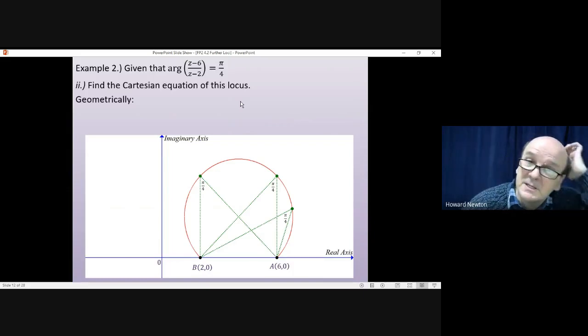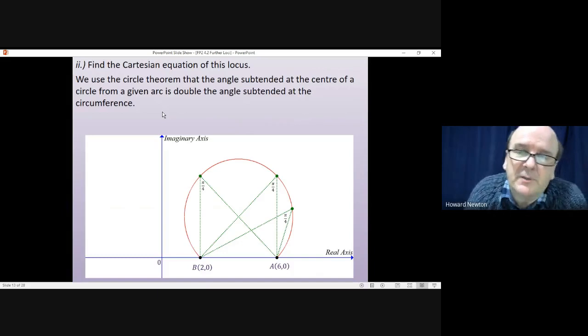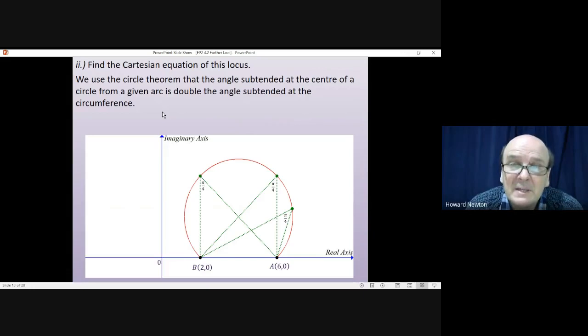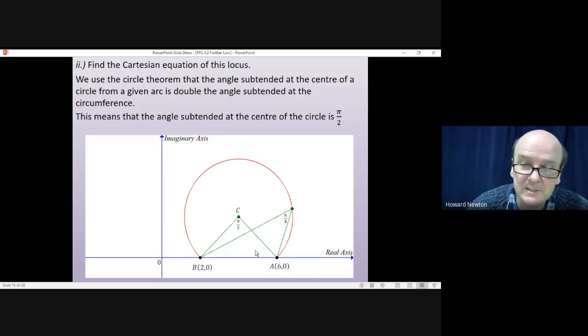Okay, let's have a look at this. As I say, the geometric method is hard to guess. The starting point is hard to guess. What we do is we use the circle theorem that the angle subtended at the center of a circle from any given arc is double the angle subtended at the circumference. So in this case, if we draw the circle, the center of the circle C, then what we know is that the angle that we get here at C will be double this angle. So if this is pi by 4 radians, which we know it is, then the angle at the center will be pi by 2 radians.